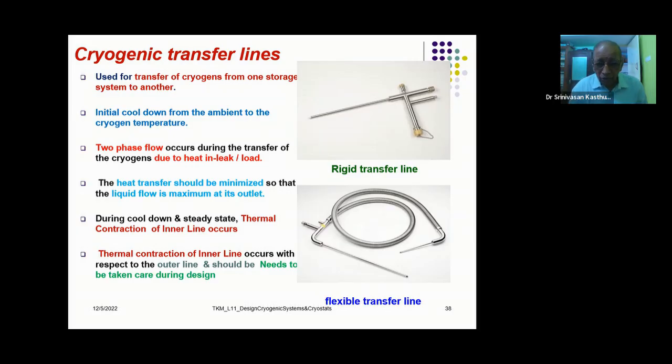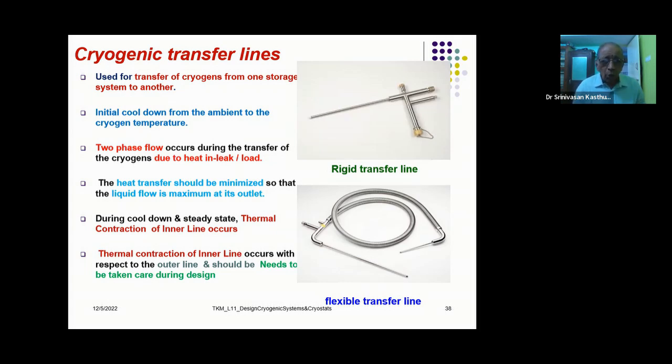Now coming to the flexible transfer line, the flexible transfer lines are prepared using bellows. The inside is a bellow as well as the outer jacket. The inside part is a bellow and the outer jacket is also a bellow, because of which a lot of flexibility is available in the design and mounting arrangements for the flexible transfer line.